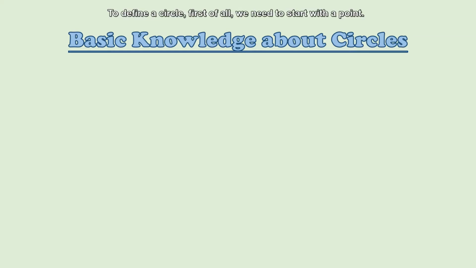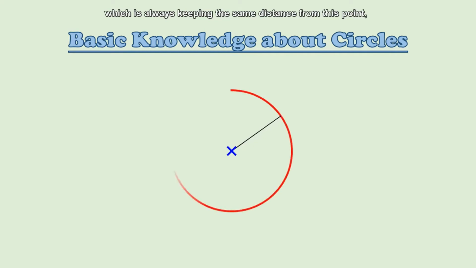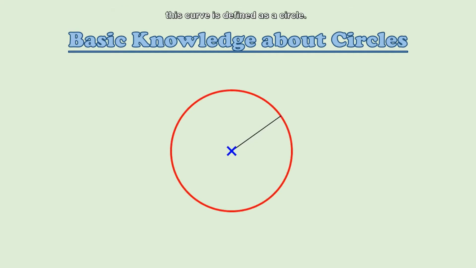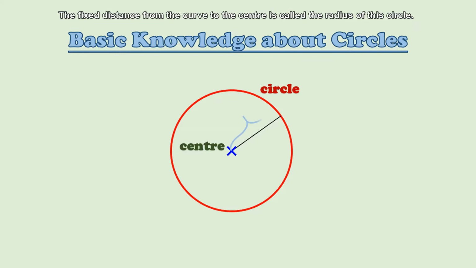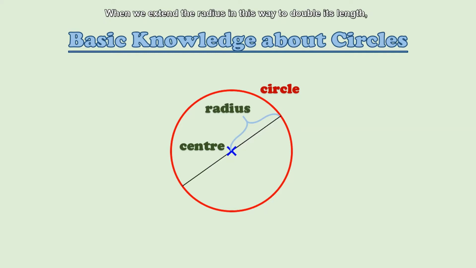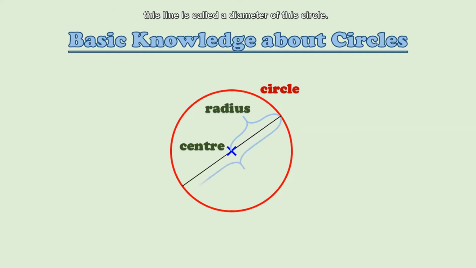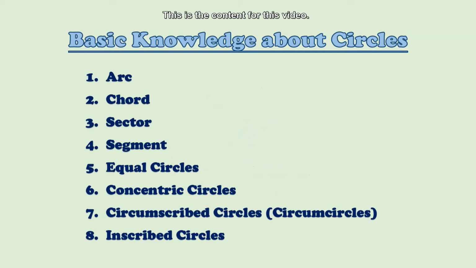To define a circle, first of all, we need to start with a point. After that, when we draw a curve which is always keeping the same distance from this point, this curve is defined as a circle. The fixed point in the middle is called the center of this circle. The fixed distance from the curve to the center is called the radius of this circle. When we extend the radius in this way to double its length, this line is called a diameter of this circle.